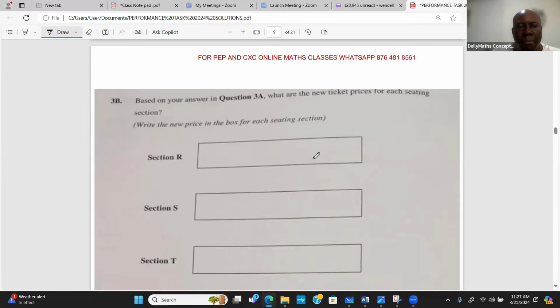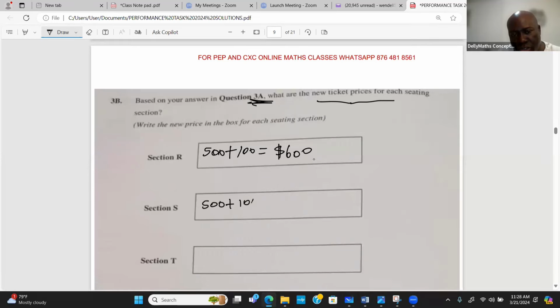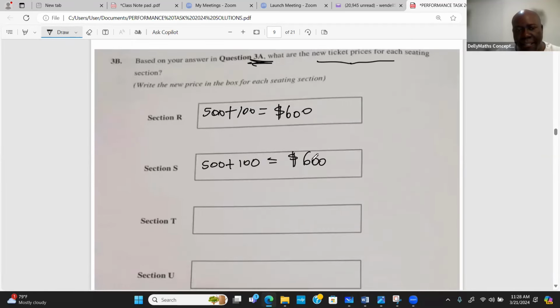So part B says, based on question 3A, which is what we just did, what are the new ticket prices for each seating section? Write the new price in the box provided, right? All right, good. So R was a $100 increase. So it was 500 plus 100, and as you could see, this goes up to 600. R and S, they're at the side, so it's 500 plus the 100, and this goes up to 600 if you want to sit at the sides.